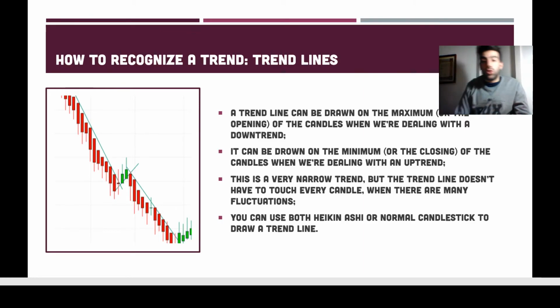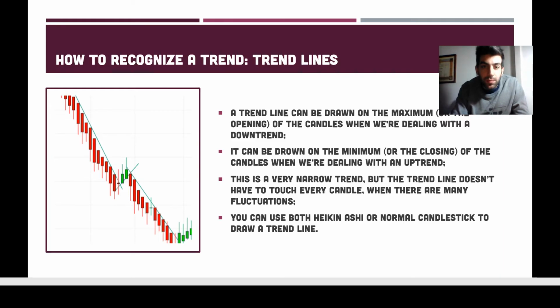It's a very narrow trend, but the trend line doesn't have to touch every candle, as we see here, because when there are many fluctuations, we can touch only a few specific, strategic candles, which help us to recognize a trend. You can use both Heikin Ashi or normal candlesticks to draw a trend line. I personally prefer Heikin Ashi because I have two ways to recognize a trend. But you can also use normal candlesticks, there's no problem with this.